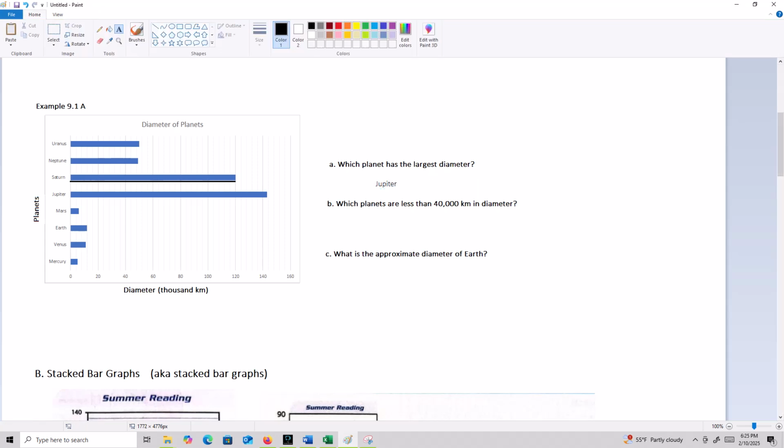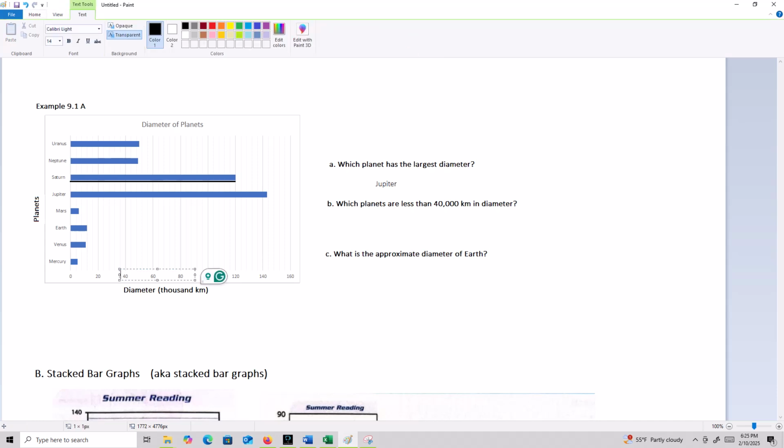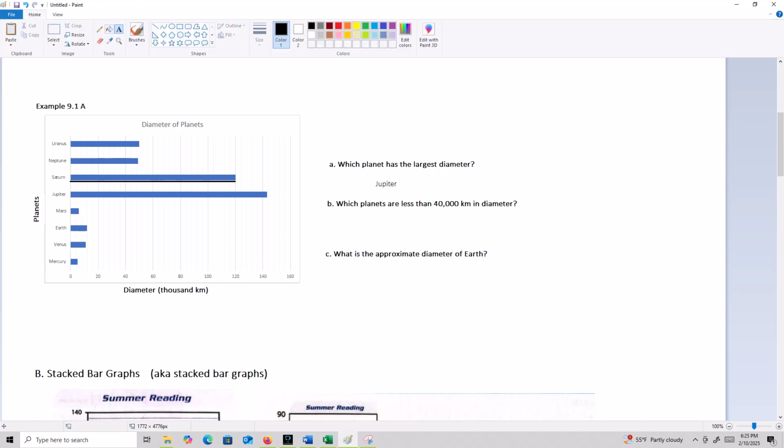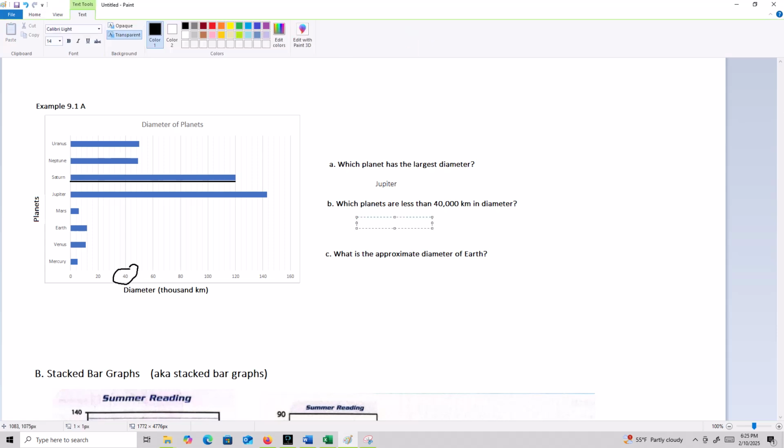Now, which planets are less than 40,000 kilometers? You don't have to put any thought into it. Here is where 40,000 kilometers is. And then we have Mars, Earth, Venus, and Mercury are the ones that are less than 40,000 kilometers.